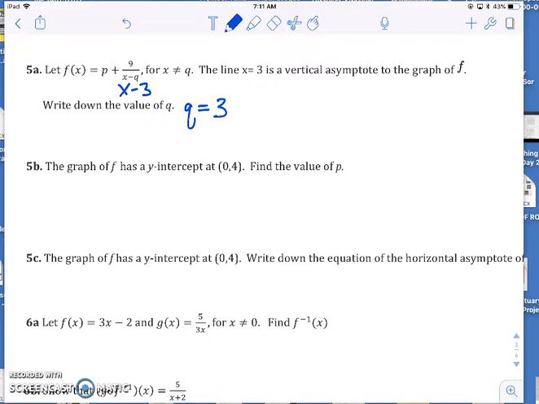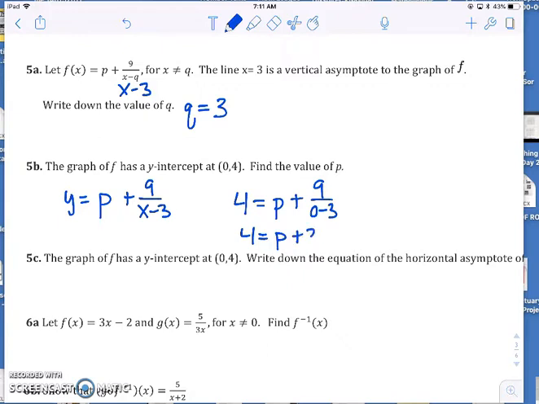The graph has a y-intercept of (0, 4). Find the value of p. So we know it's y equals p plus 9 over x minus 3. And we know that the coordinate (0, 4) is on the graph. So 4 equals p plus 9 over 0 minus 3. So 4 equals p plus 3. So p would have to equal 1.